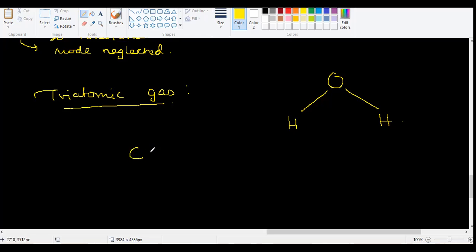But if you take carbon dioxide, CO2, this is called a linear triatomic. This is not linear. This is non-linear. You can say not linear.